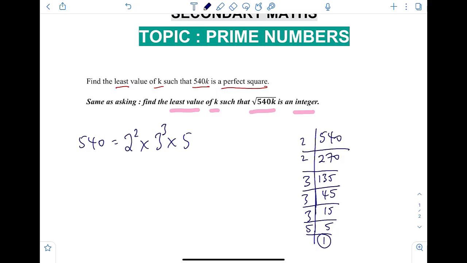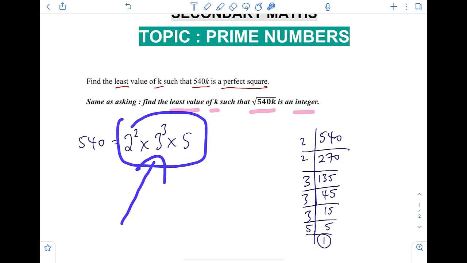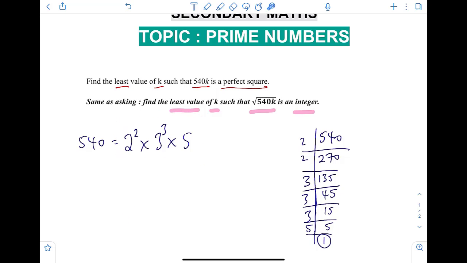This is 540. Again, it's good to check with the calculator. Press this entire thing into the calculator and make sure that we get 540. Alright, okay, 540, good. So how do I make this a perfect square?